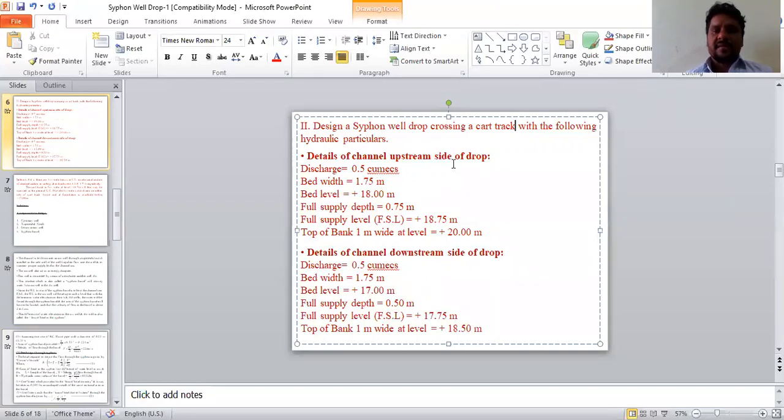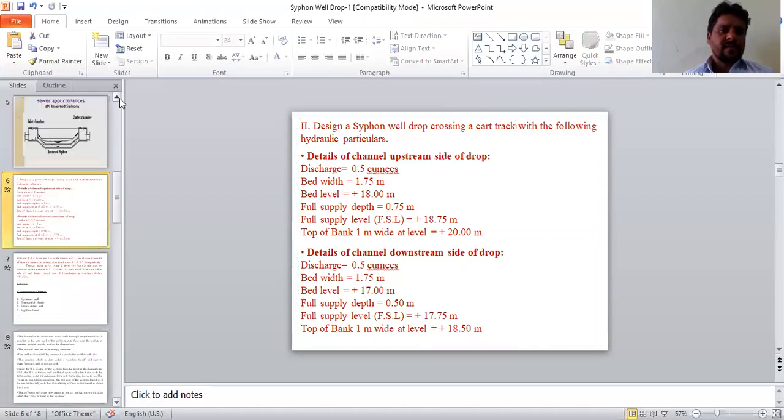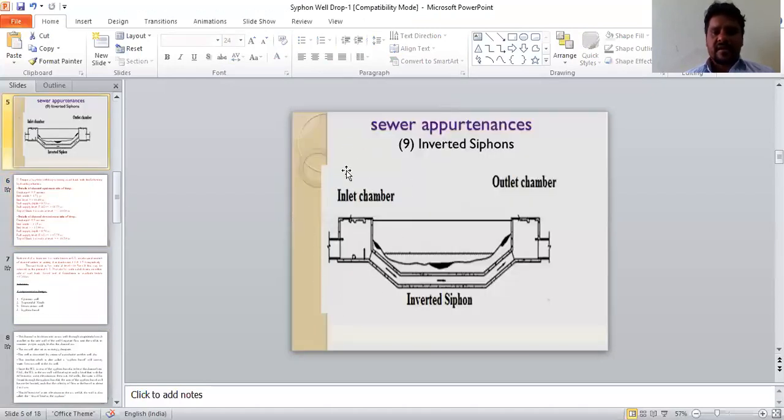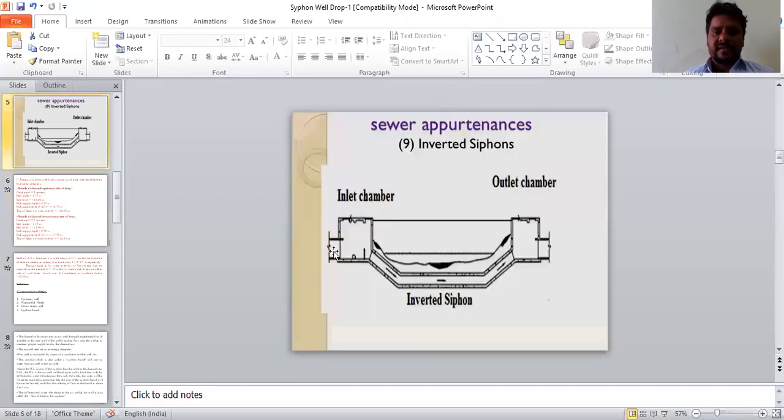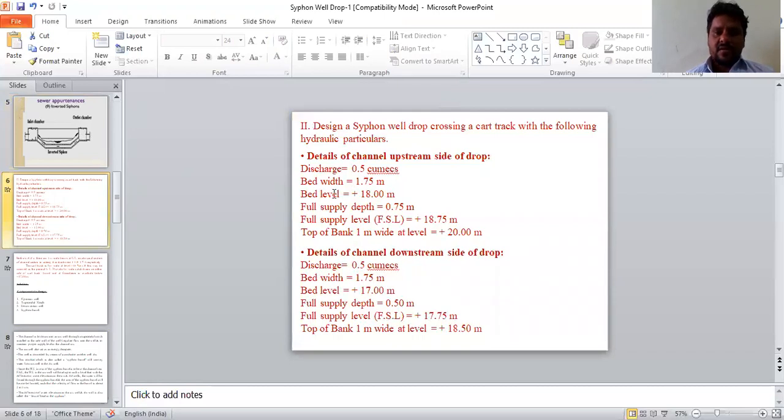So these are the details of the channel upstream side of the drop. Whatever the upstream side, we have shown this portion. So this is upstream side and this is downstream side, right? Upstream side parameters are given, downstream side parameters are given. Just remember that. Discharge is given as 5 cumecs. Bed width is given, width of the bed, height of the bed, everything we have to know. Bed level is given, at what level it is, 18 meter. Full supply depth, everything we'll discuss while designing, no problem.